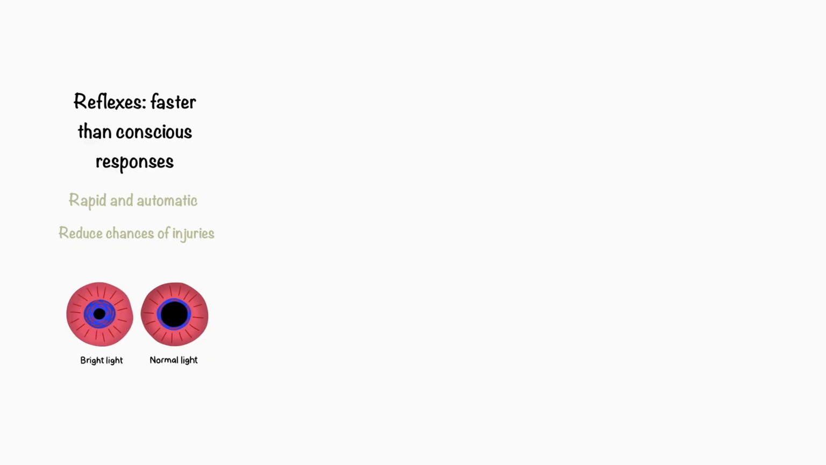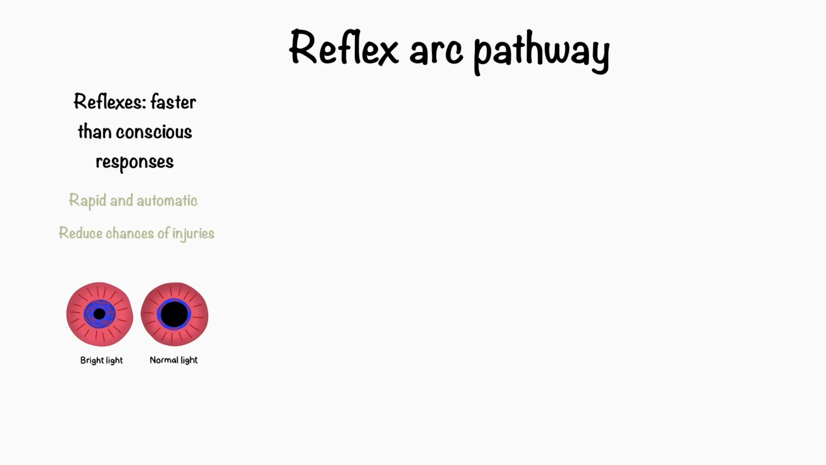But some responses happen even more quickly through reflexes. Reflexes are rapid, automatic responses to certain stimuli that don't involve the conscious part of the brain. Reflexes help reduce the chances of being injured. For example, if someone shines a bright light in your eyes, your pupils automatically get smaller so that less light gets into the eye. The passage of information in a reflex from receptor to effector is called a reflex arc.